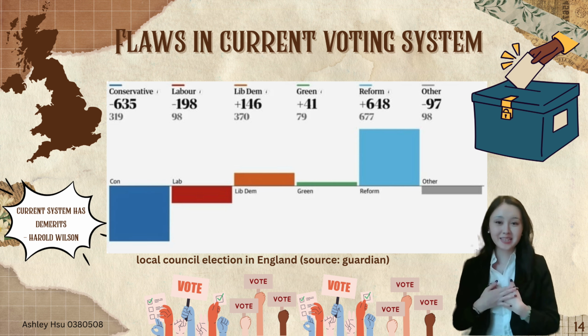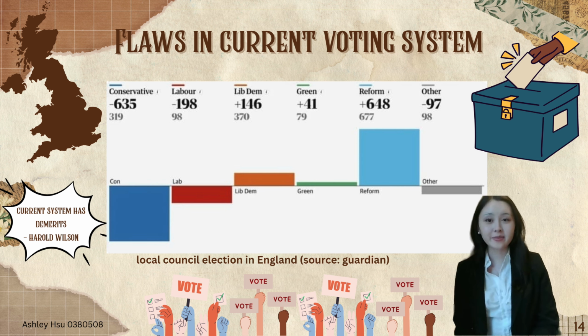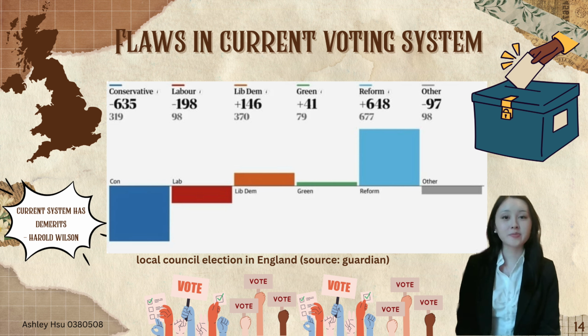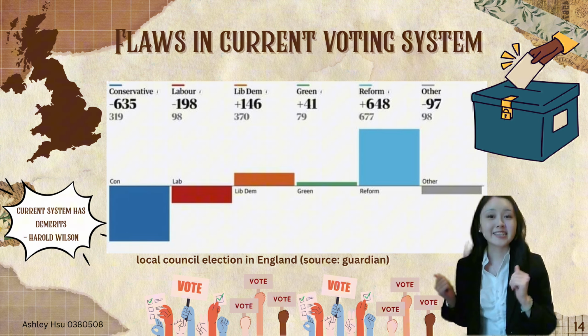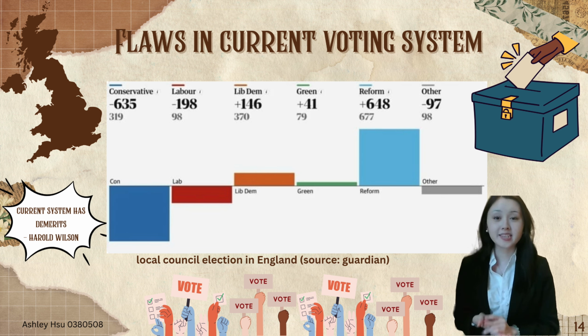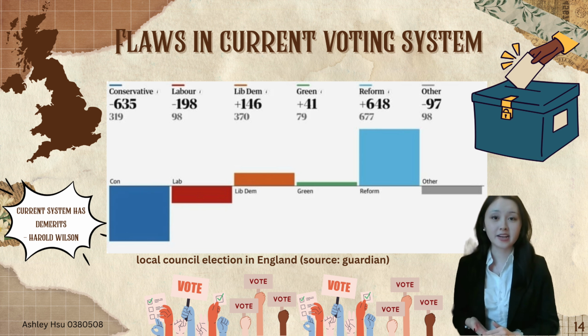Hello everyone, my name is Ashley Sue and I will be talking about one of the possible reforms to the electoral system in the United Kingdom currently. As said by the former Prime Minister of the UK, Harold Wilson, and discussed previously by my fellow groupmates, the current system has its demerits, especially how it leads to disproportionality in the results.